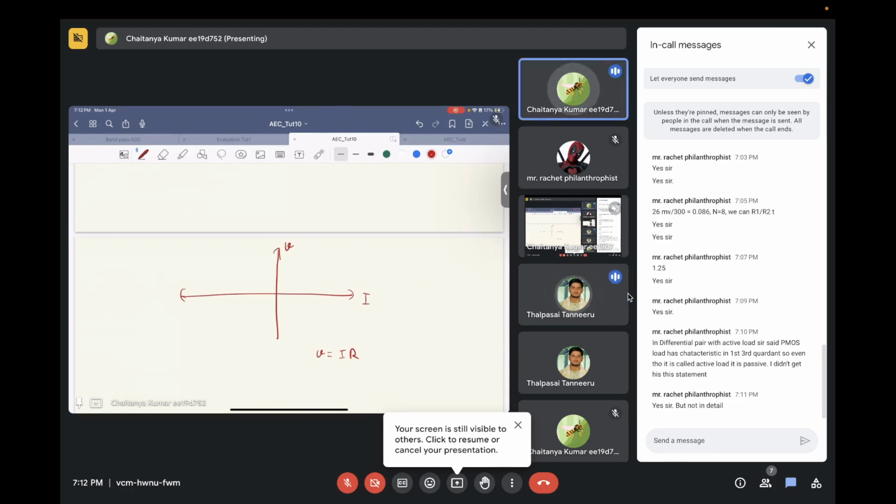What will happen is, let's say it goes something like this. That means the power at any time, the power dissipated by a device, is basically the product of the voltage developed across that device and the current flowing through that device. That is the power being dissipated.